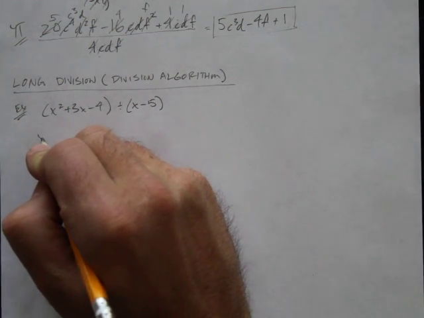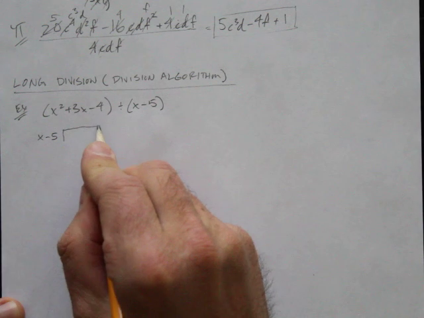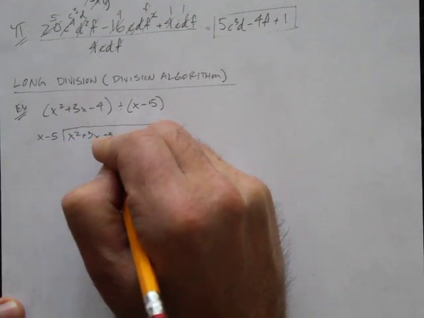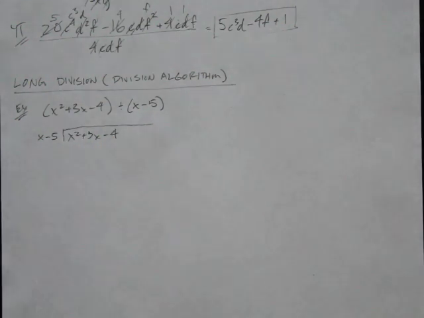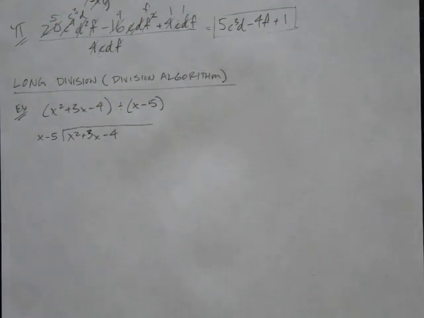I write x minus 5 over here, and then I write my long division box here, x squared plus 3x minus 4. You thought you were done with long division a long time ago, but you are not, my friend. Here we go. Here's what I do.